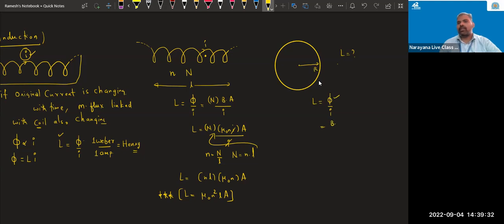Magnetic field into area of the circular cross section into I by I. The magnetic field due to a circular coil at its center is mu naught I by 2R, into what area of the circular cross section? Pi R square by I. I ampere cancels, R cancels out. What is the coefficient of self-inductance? Mu naught pi R by 2. This is the coefficient of self-inductance.